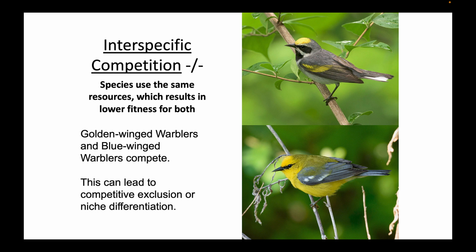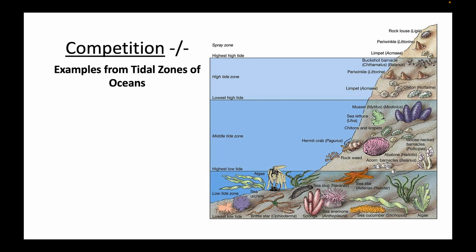And we can also see that where species overlap and compete, like the blue-winged and golden-winged warblers, you could have competitive exclusion, which we might be seeing in these two species, where the blue-winged warbler is now becoming more common than the golden-winged warbler, or there may be niche differentiation, and scientists are still trying to figure out that question for these two species. Now we're going to look at examples of competition from intertidal zones in the oceans, and look at how species occupy specific ranges of habitat.